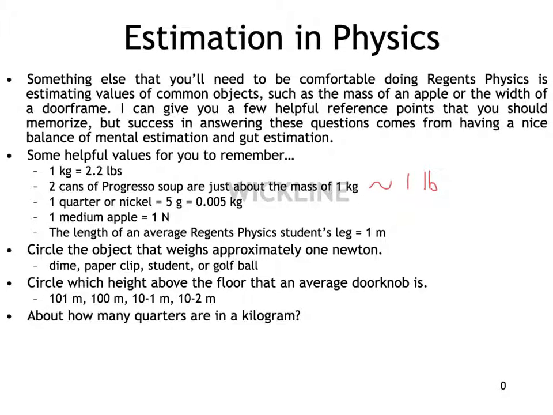Here's another piece of advice. A quarter or a nickel, both of those, quarters and nickels, have a mass of just about 5 grams. 5 grams is the same as 0.005 kilograms, and that's based on just metric conversions of going from gram to kilogram, which is a larger unit.